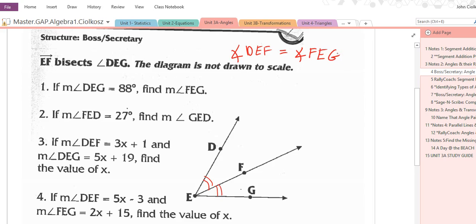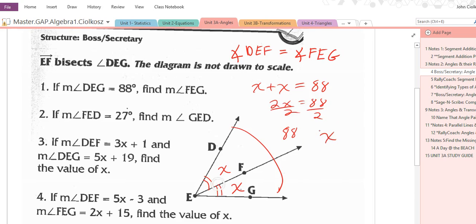So let's see here. DEG is 88. Find FEG. Okay, well, let's think. If these are the same, let's call them both X. You're going to want to draw this picture for each problem we do. Right now we're working on one. I'm going to erase each time. So, I know my whole thing here is 88. If I add these two, it's X plus X equals 88. 2X equals 88. Divide. And boom. FEG or DEF are both equal to 44. So take a minute now and get that down.